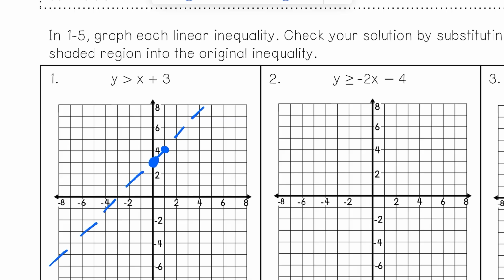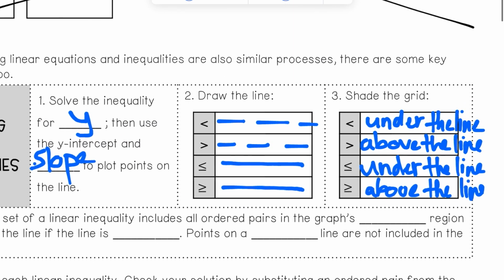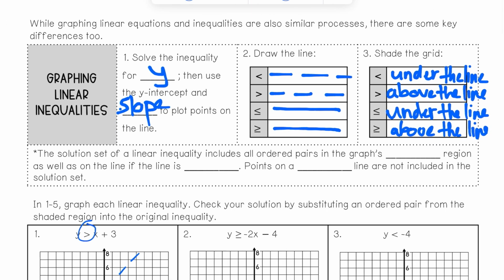There we go. So now I've accounted for the fact that this is not underlined. And now I have to figure out which way to shade. Shade the grid. It says either under the line or above the line, depending on the symbol. I've got a greater than symbol, so I will shade above the line.